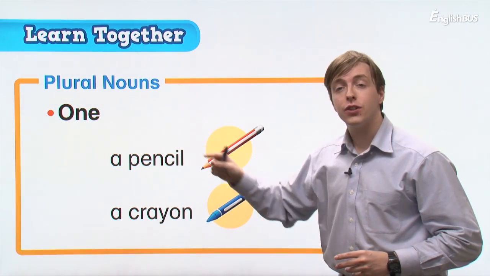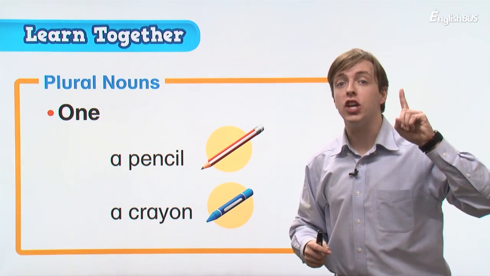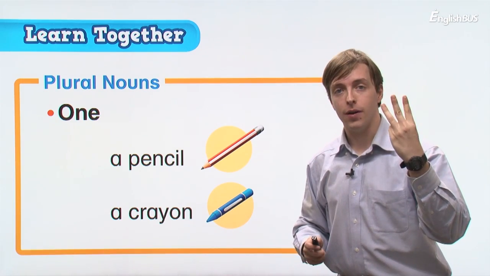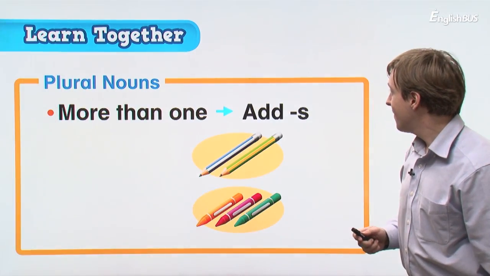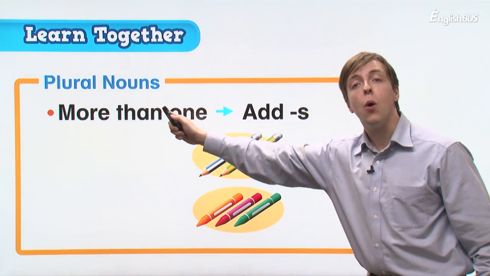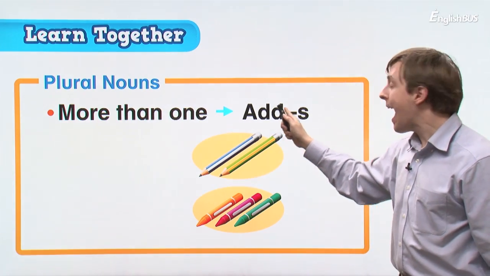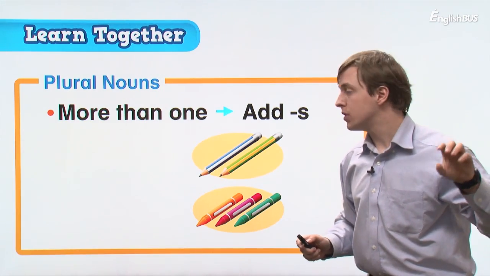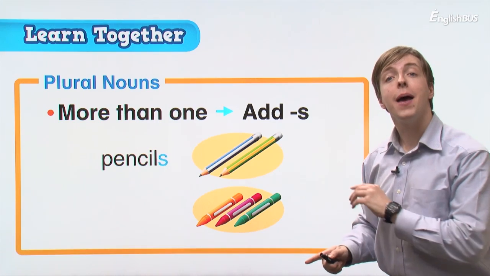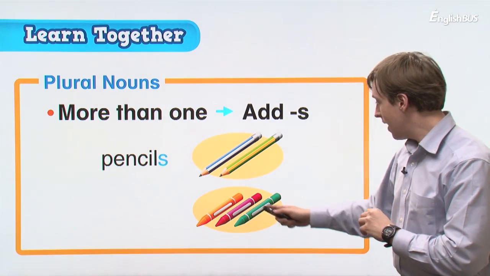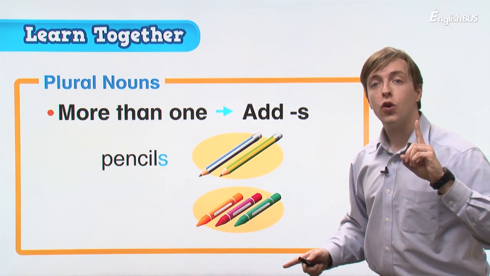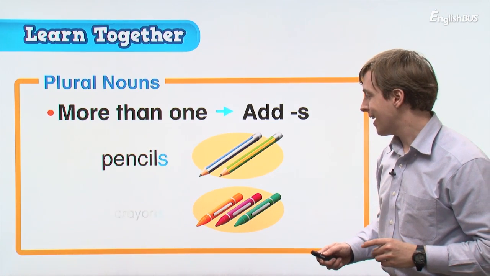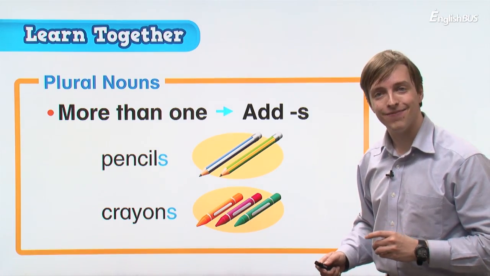These are called singular, having just one. But what happens if we have more than one? Let's see. Plural nouns, when we have more than one of something, we add the letter S. So, when we had a pencil, now we have pencils. We had one crayon, now we have, can you guess? Yes, crayons.